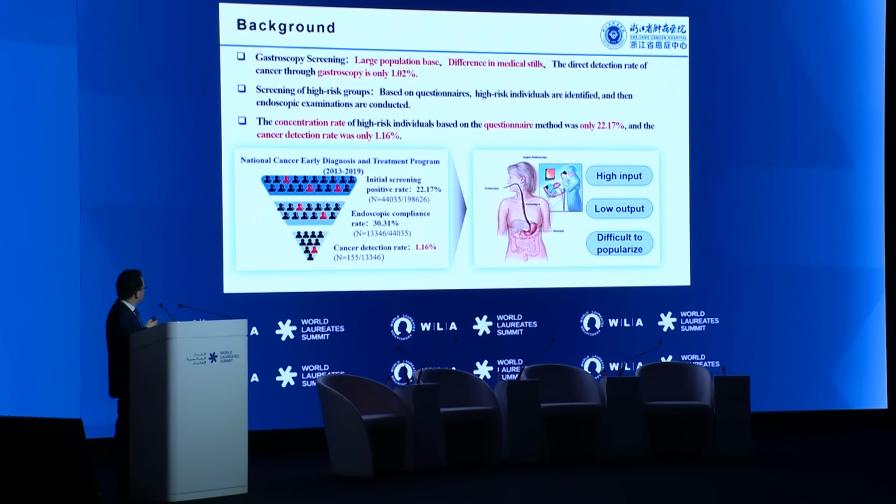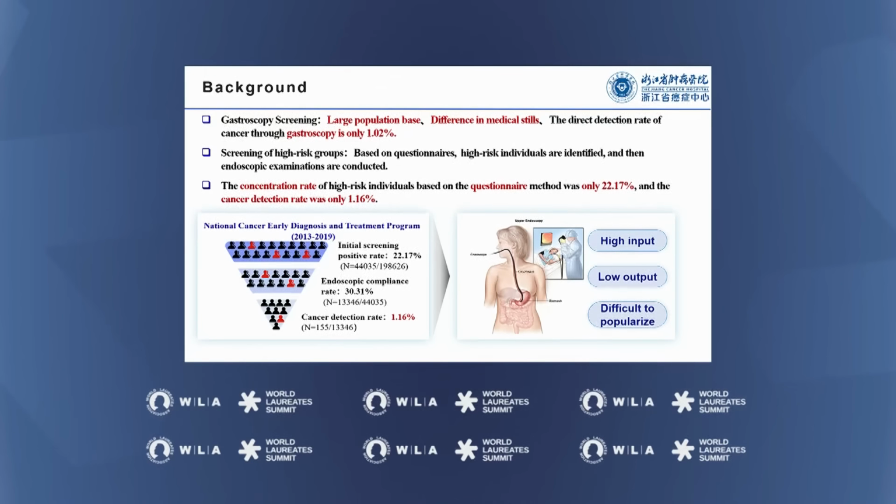So for now, we can only do it in 2 steps. The first step is to find the high-risk population and then ask the high-risk individuals to undergo gastroscopy. The standard method in China is the questionnaire method, but the concentration rate of high-risk individuals based on the questionnaire was only 22.70%, and the cancer detection rate was only 1.16%. So it is a method with very high input and very low output.